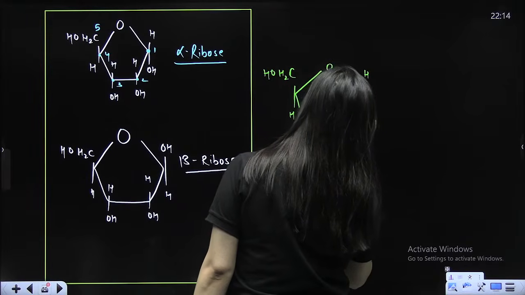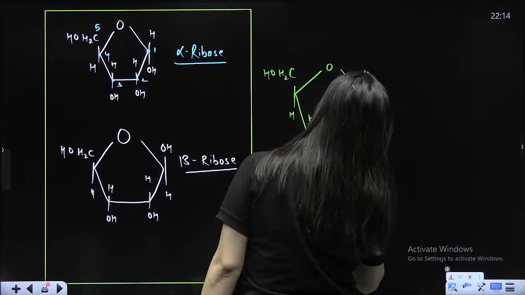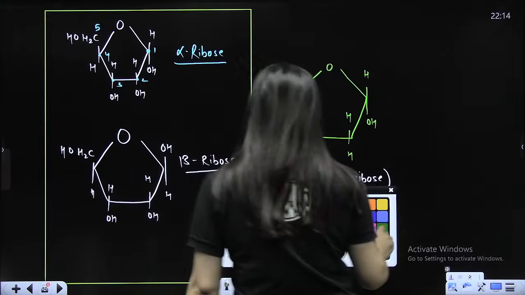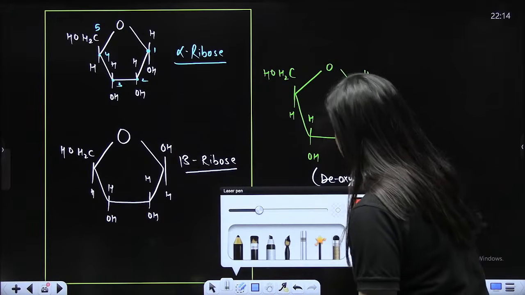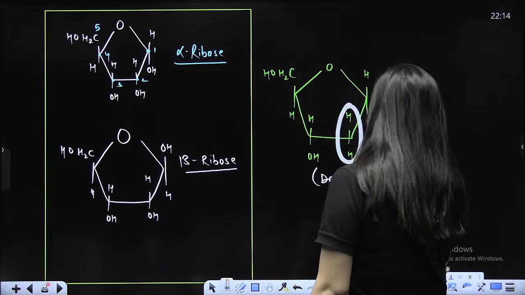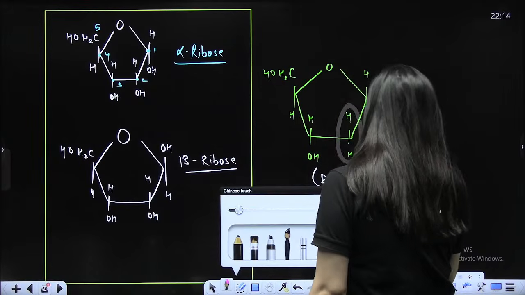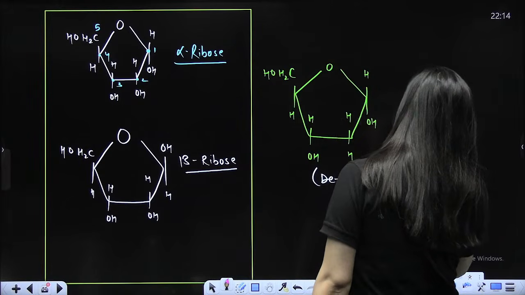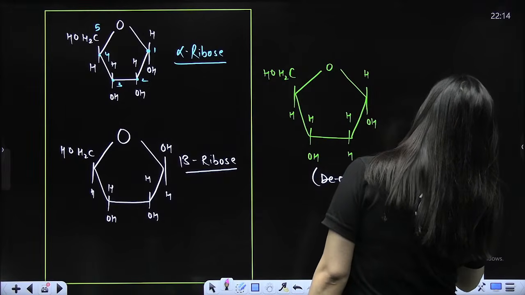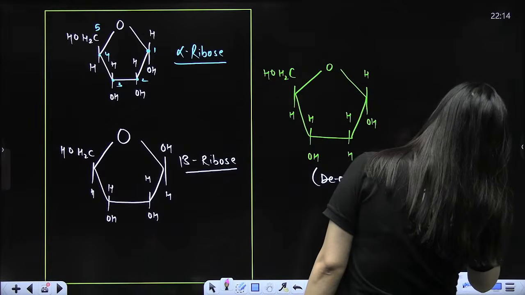So it is what? It is deoxyribose. So what is the difference between deoxyribose and ribose? Look at this. In deoxyribose, at the second carbon, O is absent. Right, bacha? So O is absent.